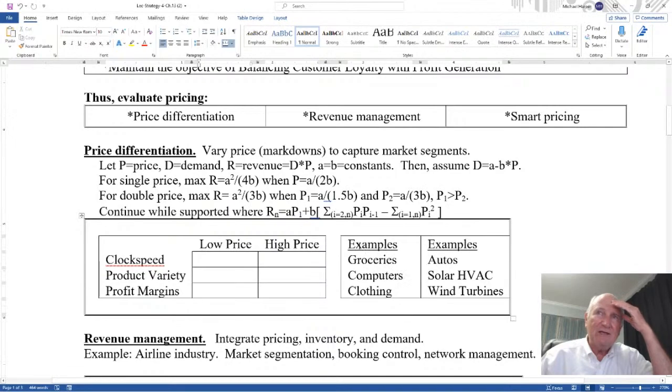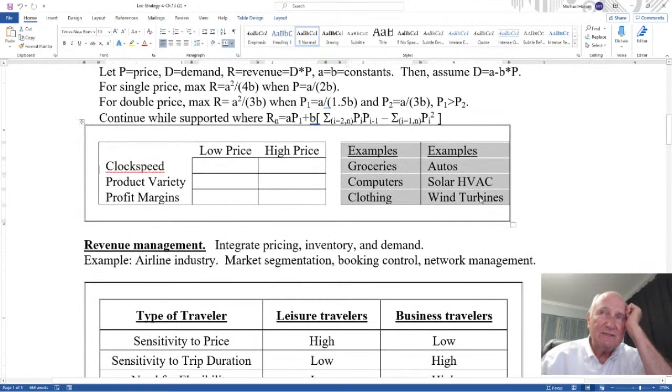And so, here are some examples over here. Where in these six spaces would groceries go? Where would automobiles go? Where would clothing, wind turbines, solar HVAC systems go? Interesting. Solar photovoltaic cells.